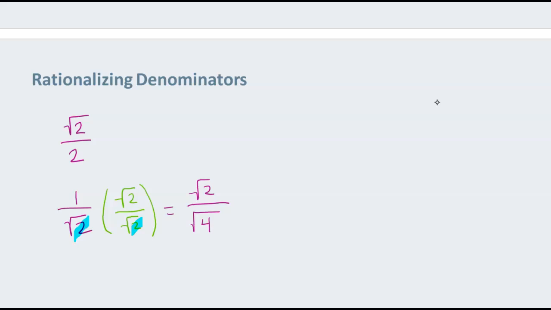Well, the square root of 4, we know what that is, right? We know that that's just 2. So that's how we're getting this format, right? Those are equal to one another. This is the format that you typically see.